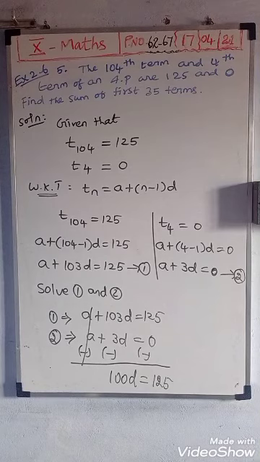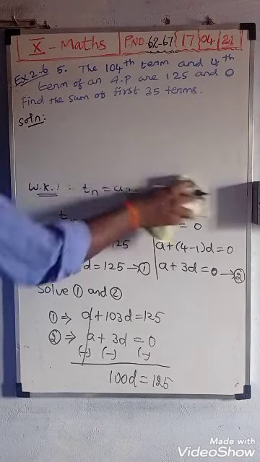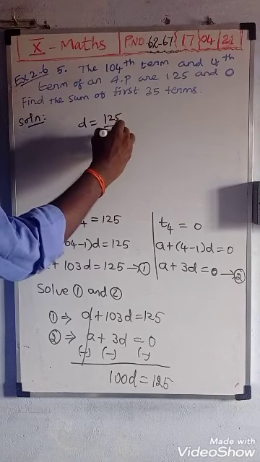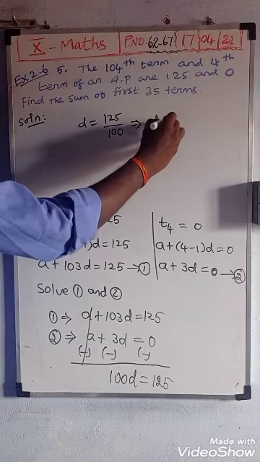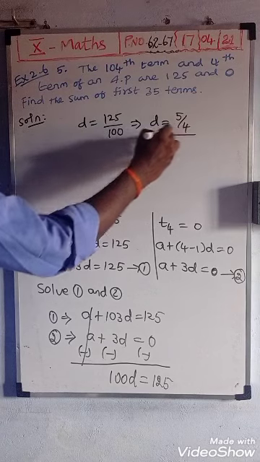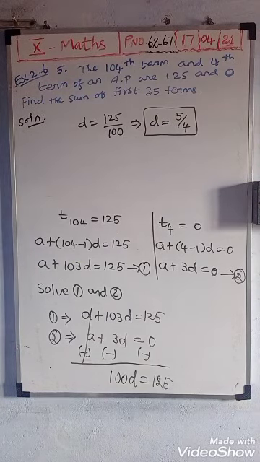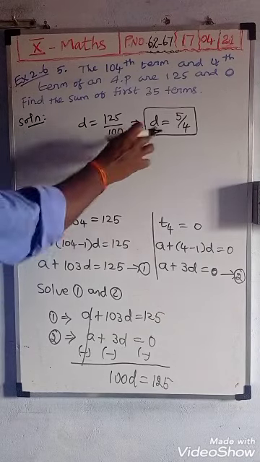Now you want d, so 100 will go down, therefore d is equal to 125 by 100. You should cancel with the 25 table. 5 by 4 you will receive. 5 25s are 125, 4 25s are 100. So d we received as 5 by 4.